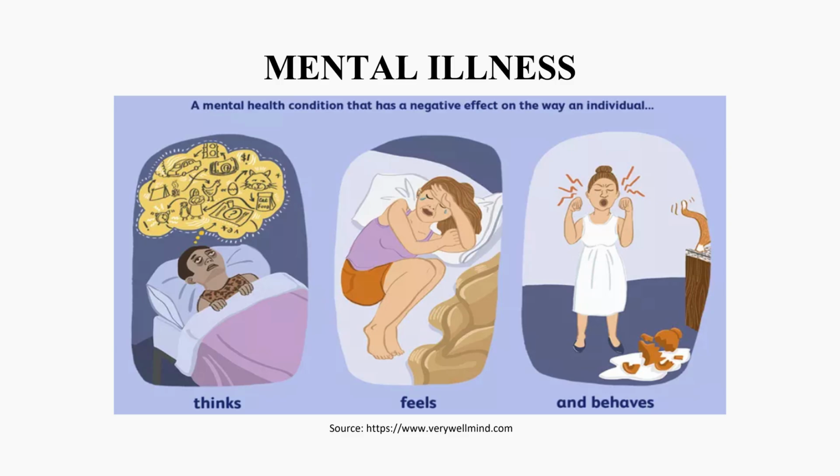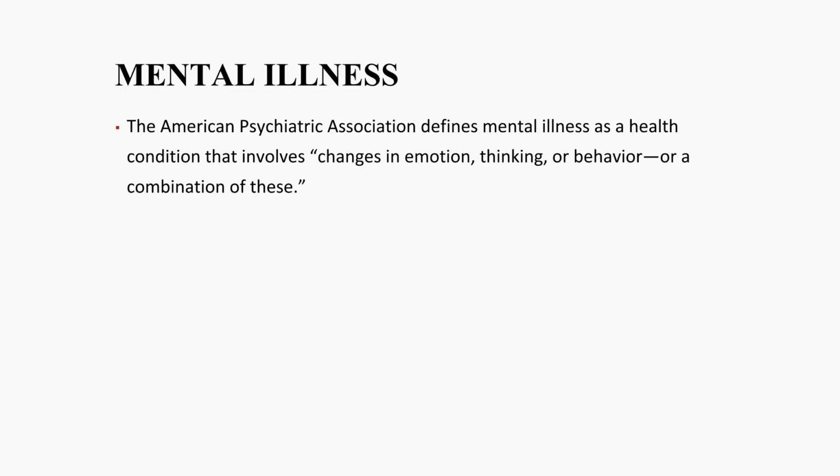In contrast, mental illness refers to a diagnosable mental health condition that creates significant changes in how we think, feel, or behave. These changes make it difficult to function and create significant distress. So, when we talk about mental illness, the American Psychiatric Association (APA) defines mental illness as a health condition that involves change in emotion, thinking or behavior, or a combination of these.